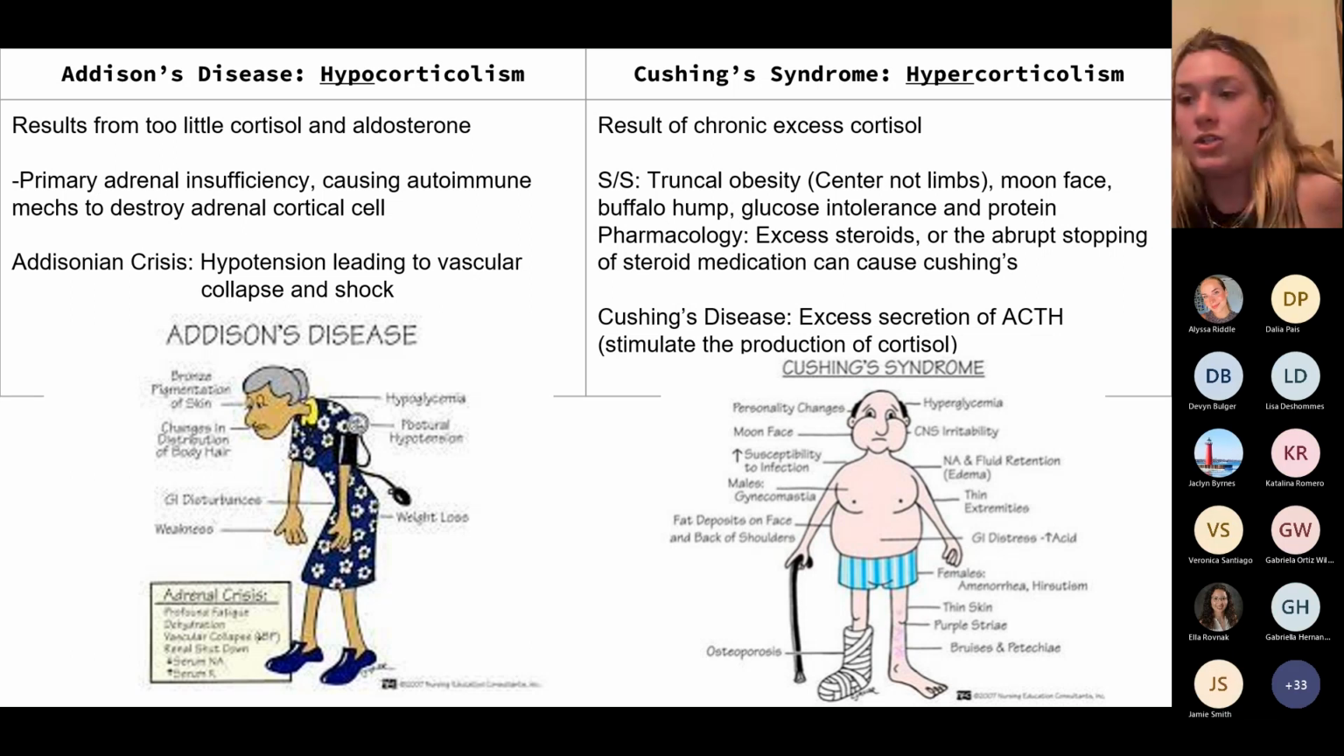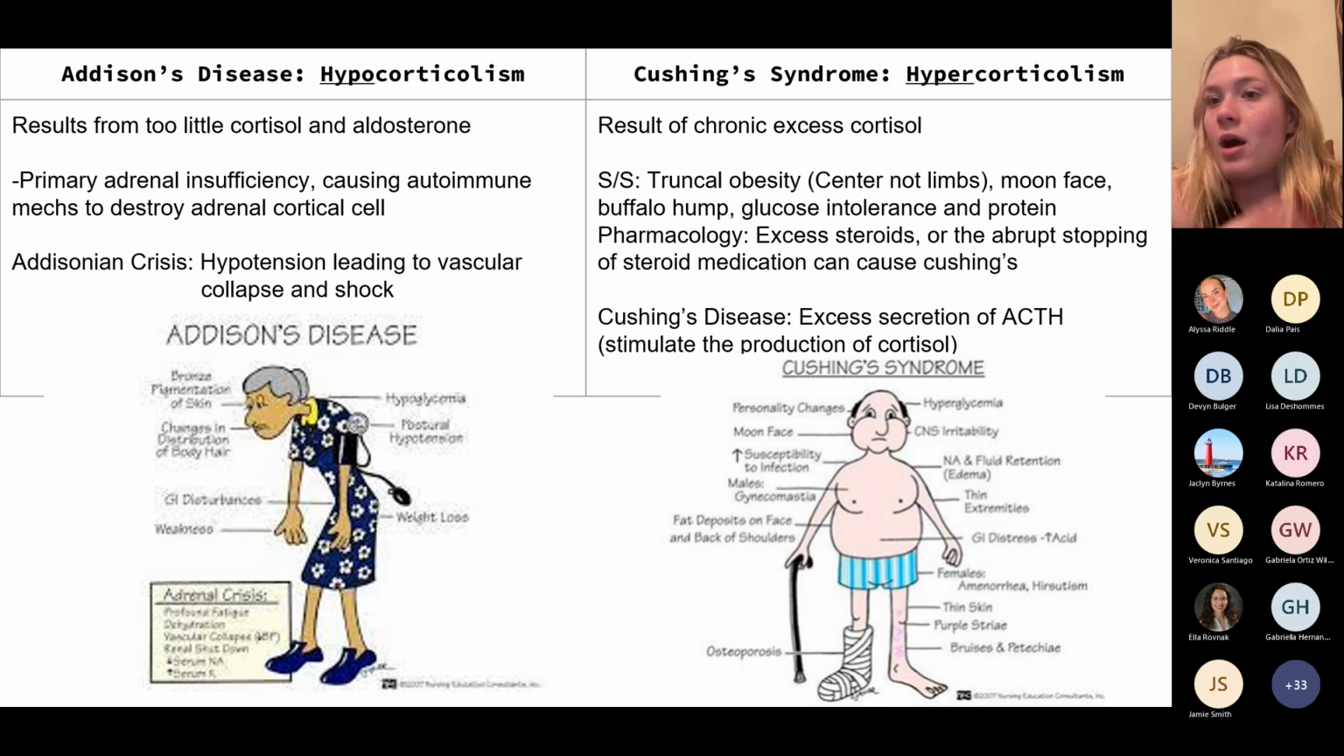When we talk about issues of the adrenal gland, we have our Addison's and our Cushing's. So Addison's, we don't have enough cortisol. We don't have enough aldosterone. So I'm going to have a lot of hypotension, a lot of wasting, GI problems, weakness, etc. With an Addisonian crisis, this is when my blood pressure becomes hypotensive. Okay? With Cushing's, this is our hypercortisolism.